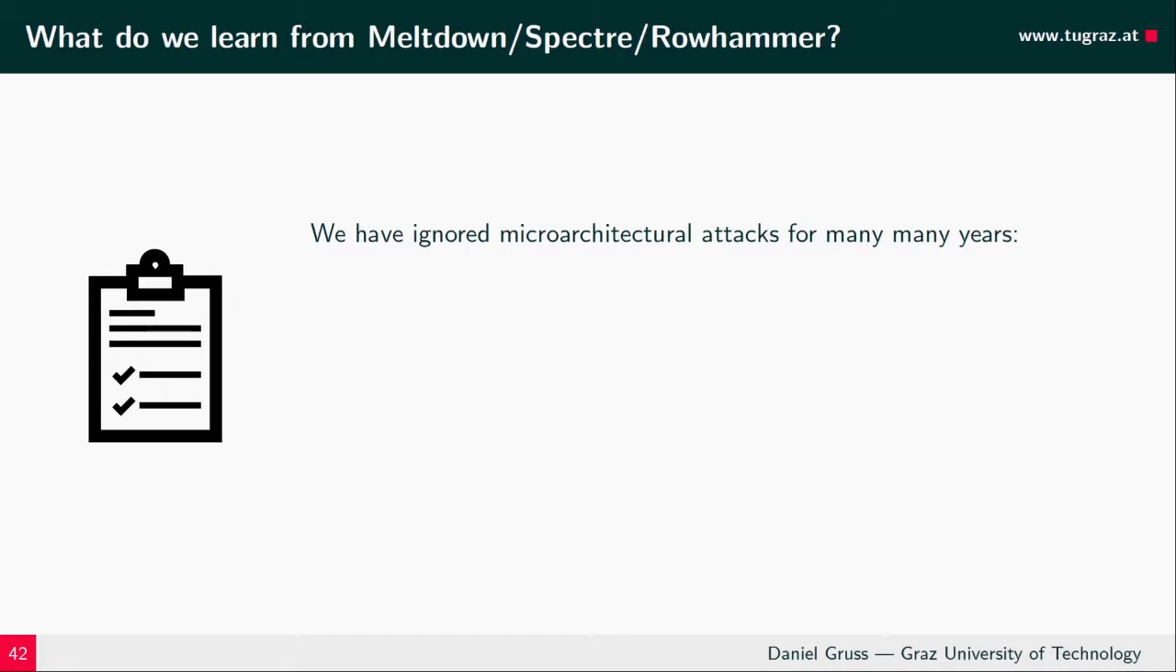So the question is, what do we learn from it? First of all, we have ignored microarchitectural attacks for many, many years. The first such attacks were proposed in 1996, approximately the same time the first hardware that was susceptible to Spectre and Meltdown was created. If we had already back then thought, okay, these attacks are really significant and we should be very careful to not introduce more of those side channels, then we might have been in a much different situation today.